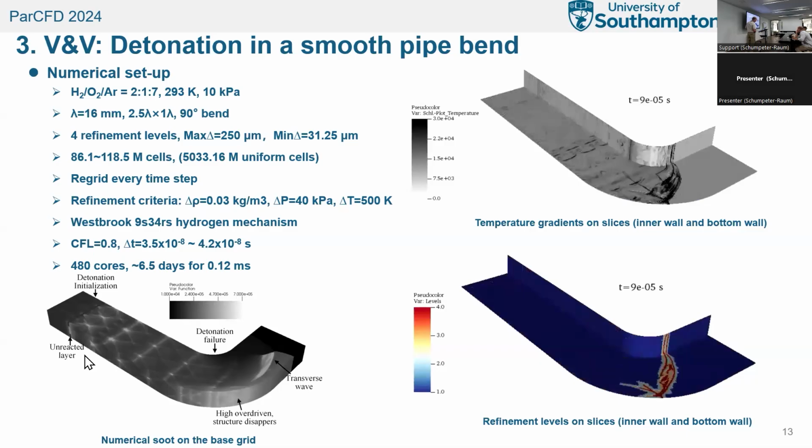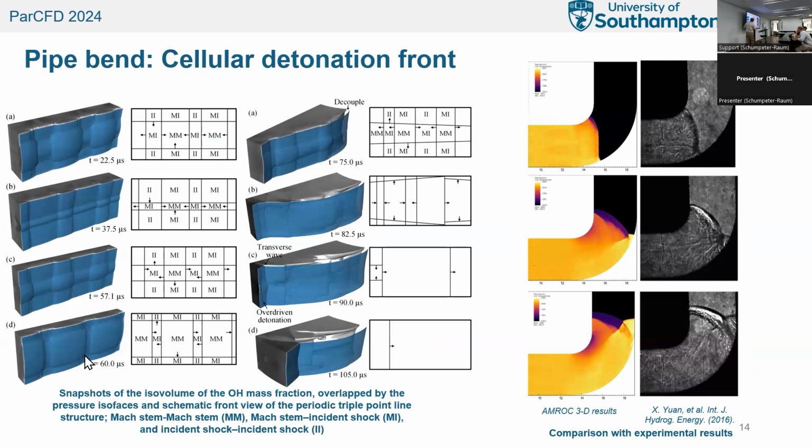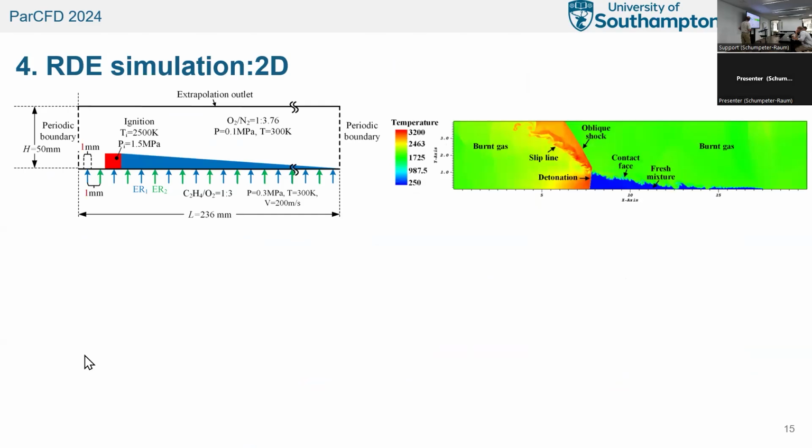So the mesh follows very nicely the features. And here we see the cellular structures evolving through the computation. And here's some eyeball norm validation. So the decoupling of the detonation front, the decoupling of the shock front from the reaction front, that you get in this phenomenon, you get a retonation wave that perpendicular reignites the partially decoupled region, and that works quite nicely. So let's now talk about rotating detonation engine simulations.